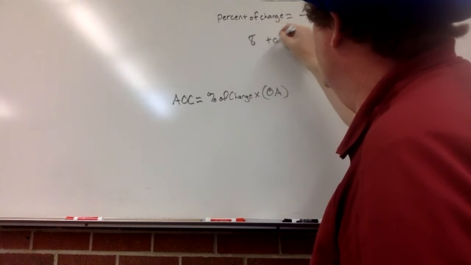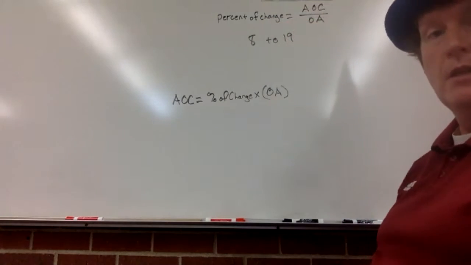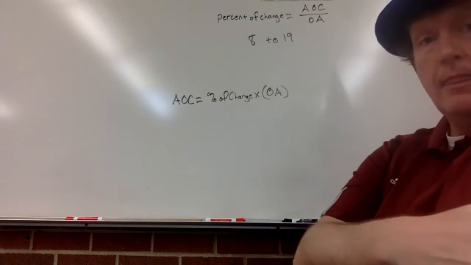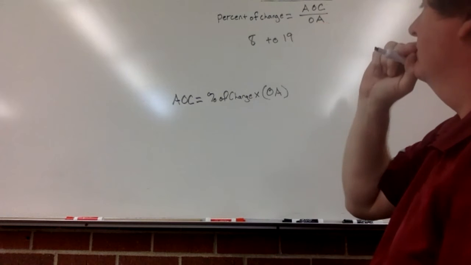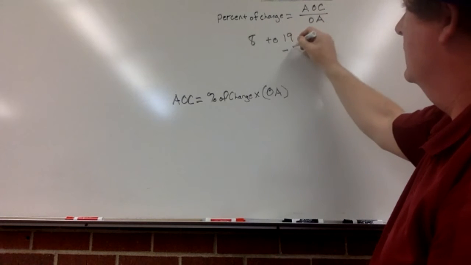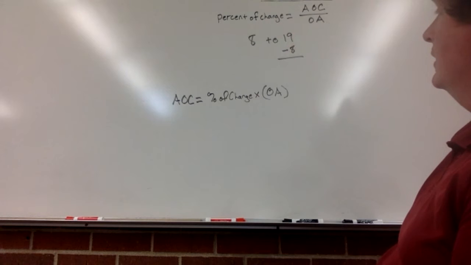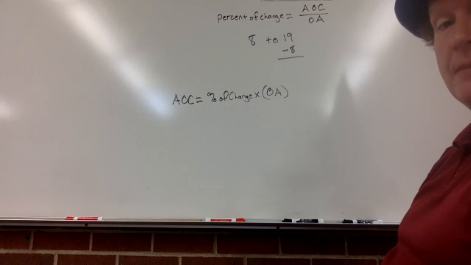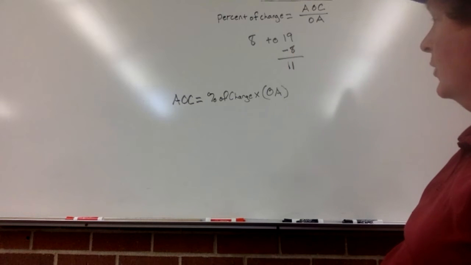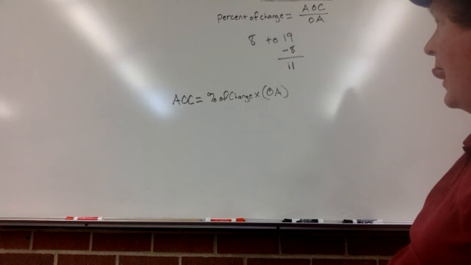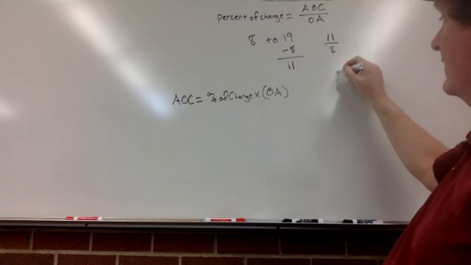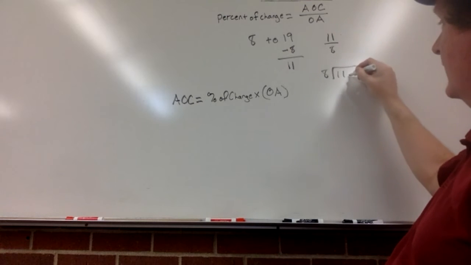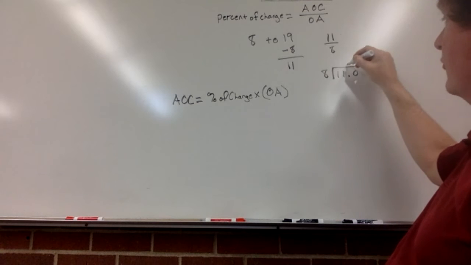8 to 19. Okay, Addison, first step, what do we do? Subtract. Subtract 8 from 19. What do you get when you subtract 8 from 19? 11. Yes. Now what's next? 11 over 8. Yes. And divide. Okay, so this one actually is going to have a number in front of our decimal in our answer.